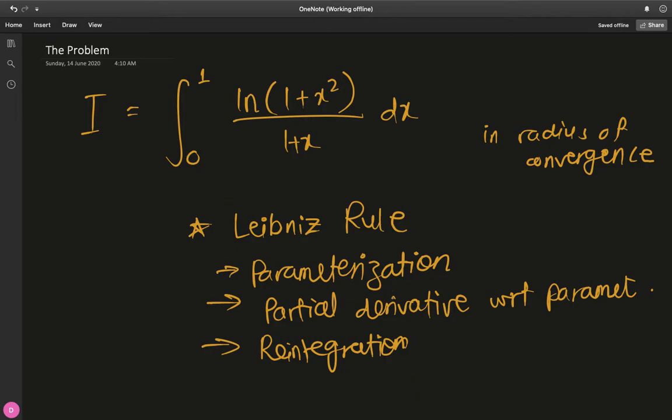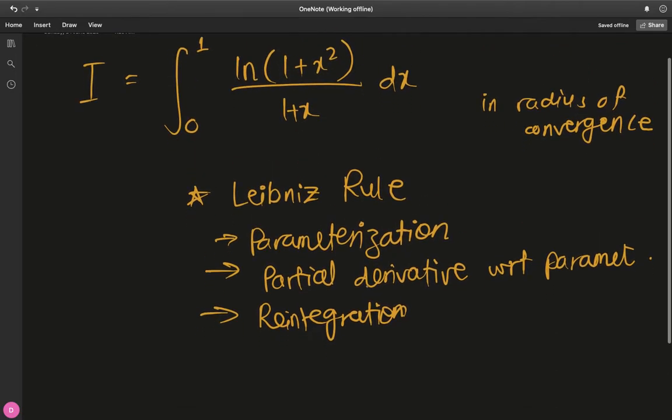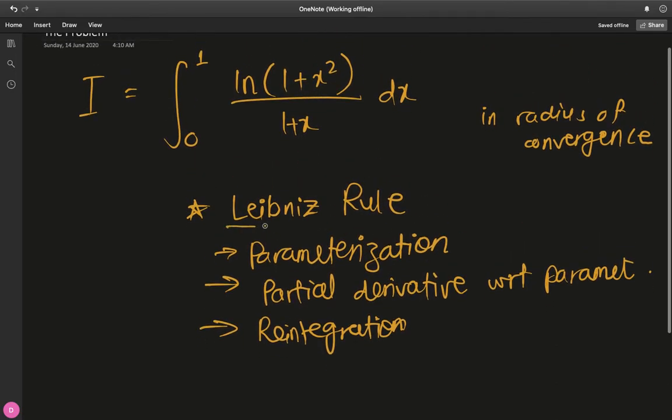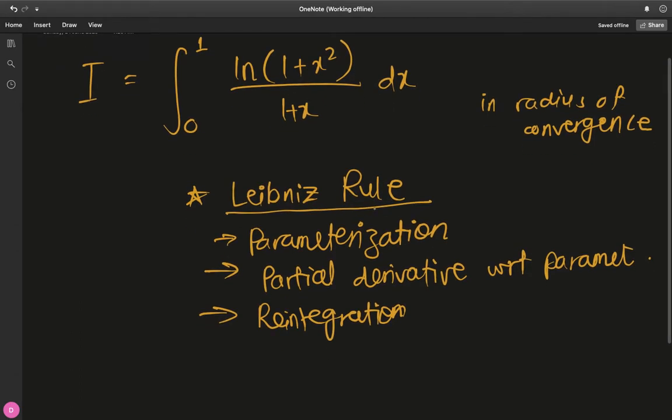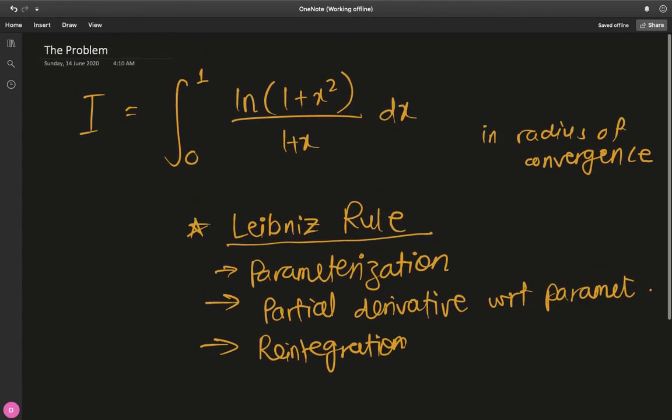And don't worry if you don't know what I'm talking about at this point. I'm going to explain as much as I can. So let's get started with the first step, which is parameterization. See you on the next page.